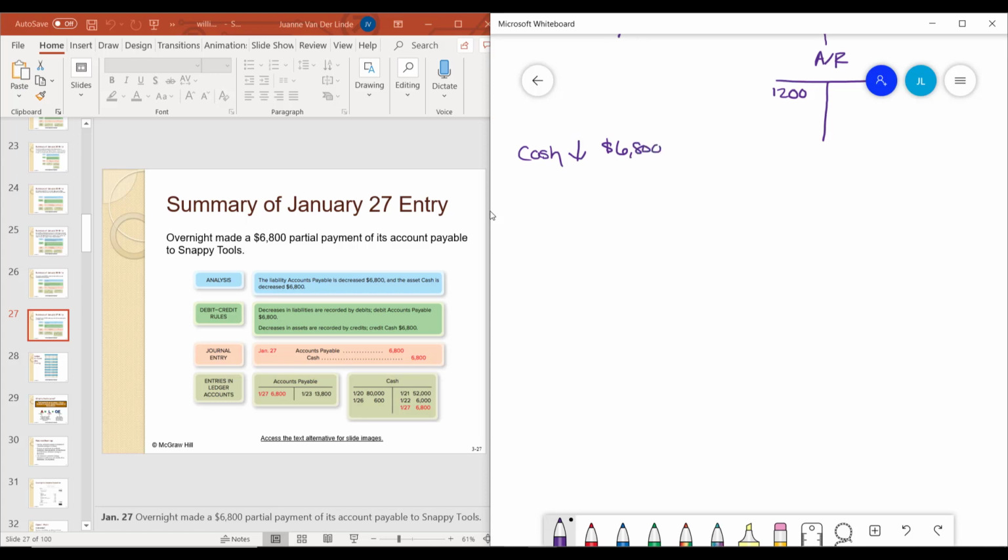Well, while cash is going down, what am I using that cash for? To pay off part of a debt. So what's happening to accounts payable? If you pay part of what you owe, then your accounts payable should also decrease. Since you're paying off part of a debt, your liabilities should go down. Assets equals liabilities plus owner's equity. There's an increase under assets of $6,800 here.